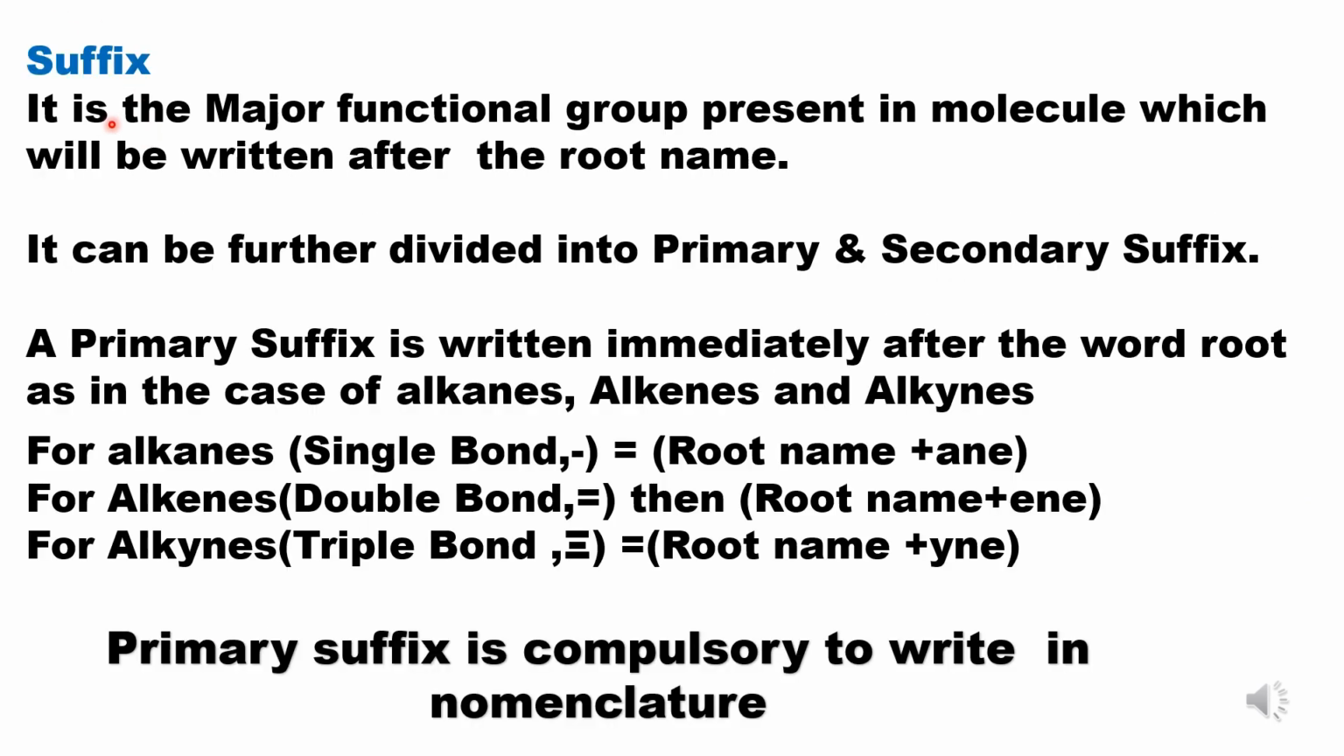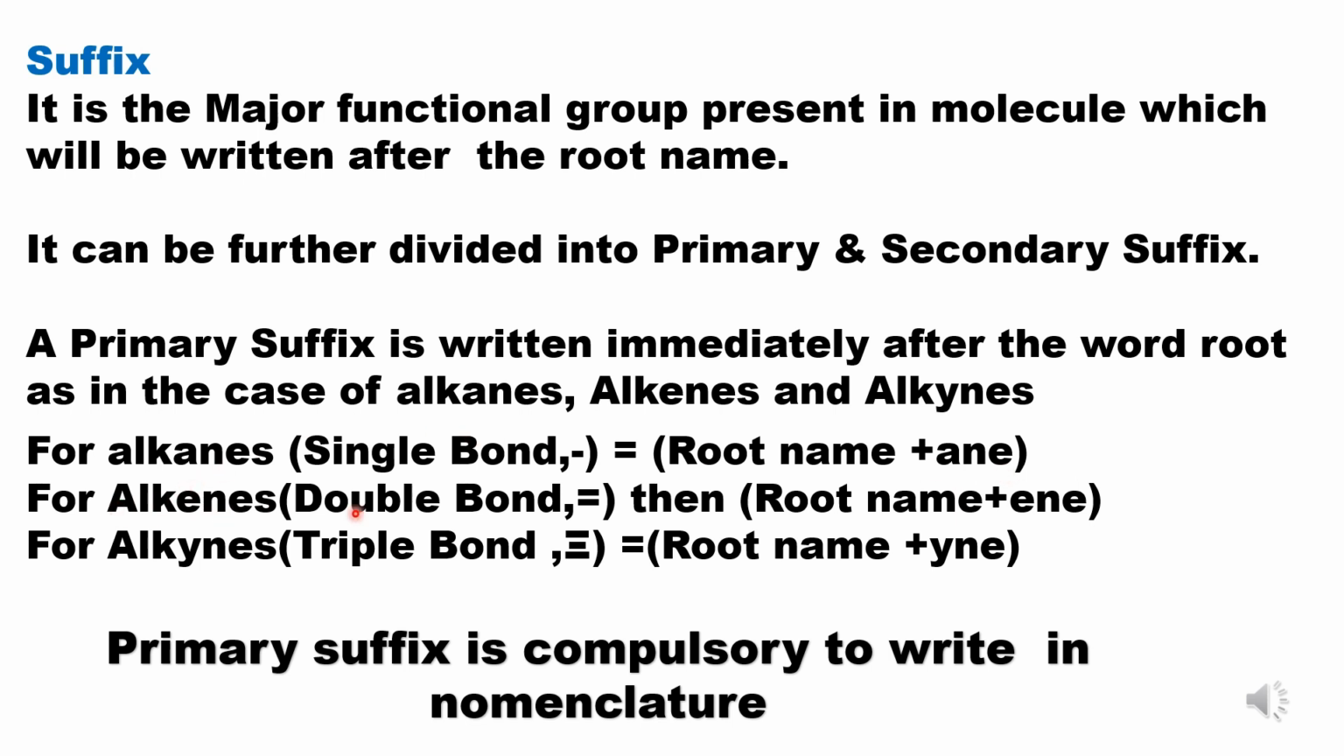Let's discuss the third and last component, which is called suffix. It is the major functional group present in any molecule which will be written after the root name. Suffix is again classified into primary and secondary suffix. Generally the primary suffix is written immediately after the root word, and generally these primary suffixes are alkane, alkene and alkyne. Alkanes are compounds having single bonds. So if we have to write an alkane name, then we have to write the root name, which means the total number of carbon atoms, plus ane.